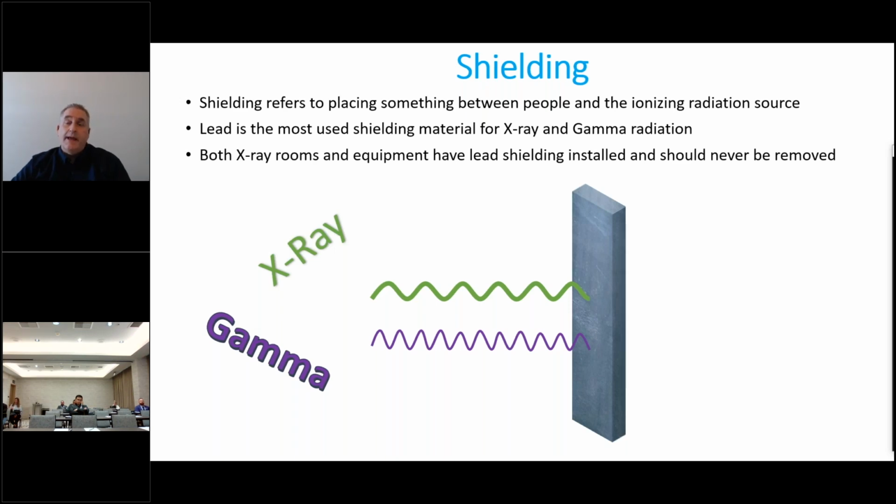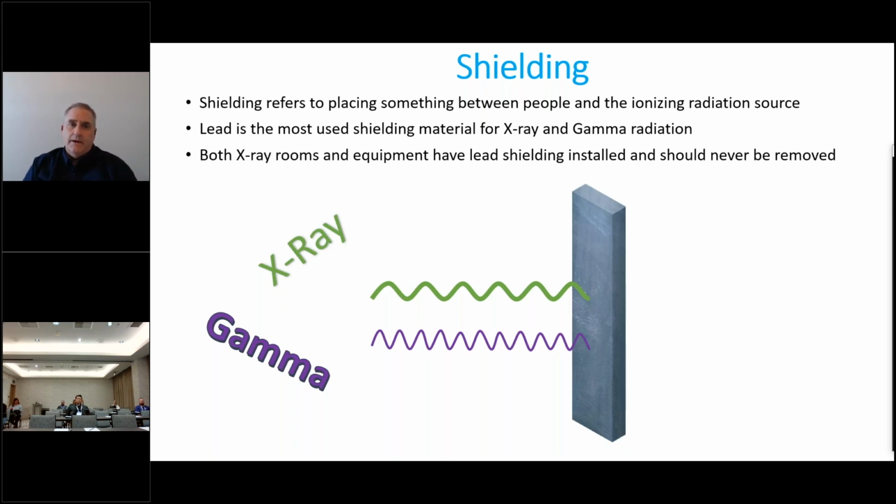Lead will stop gamma radiation. It just takes a lot more of it because it is a significantly more powerful particle. So when you're in nuclear medicine or molecular imaging, if you ever have the opportunity to be around any of their equipment, you will notice that it is usually pretty ginormous. The reason is that there's a lot more lead in everything. They use solid lead bricks to build little walls to draw up their radiopharmaceuticals and things like that.